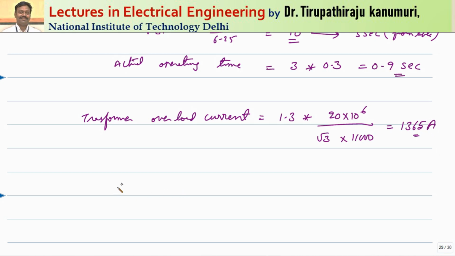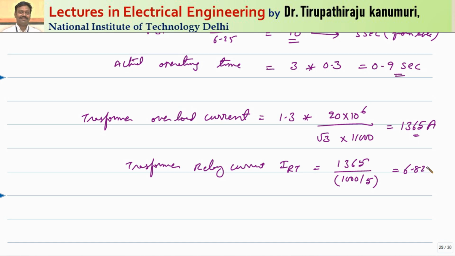So now the transformer relay current. The transformer relay current will be equal to, corresponding to this 1365, divided by the CT ratio. The CT ratio of the transformer is 1000 divided by 5, that is given. So this will be equal to 6.825 amperes. So you got up to here.